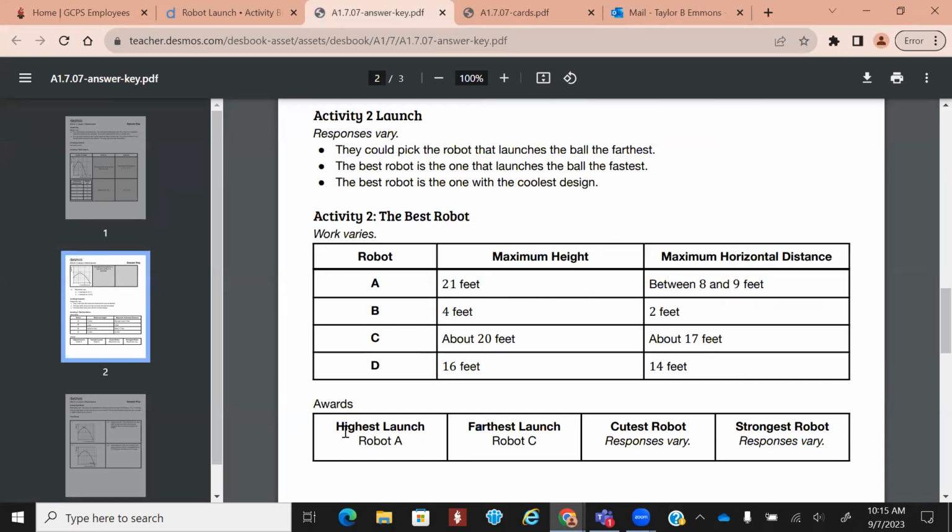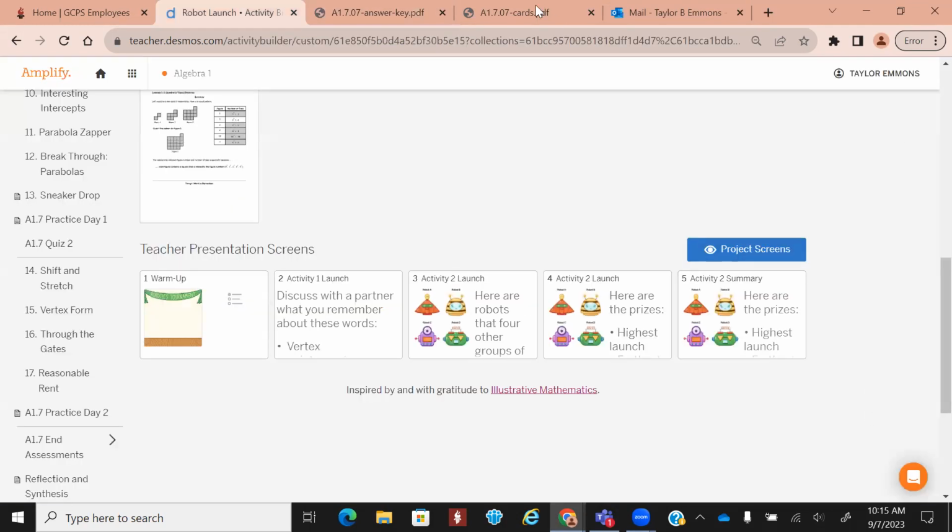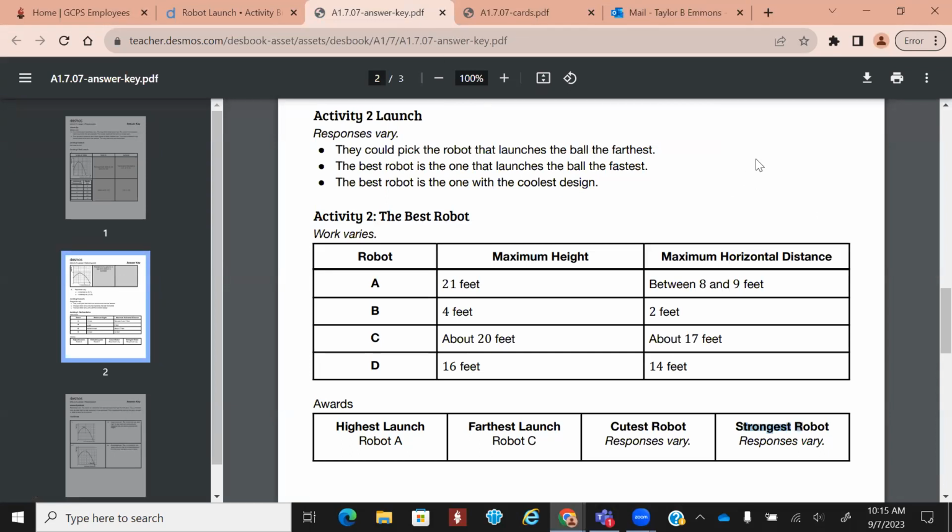Now, highest launch would be robot A, farthest would be robot C, and then cutest, what did y'all come up with? B. Because it's shaped like a B? Yeah, all right. Strongest robot? D. Why did you pick D? What does robot D look like? Oh, okay. Makes sense. Okay, cool. Questions, comments, concerns? No.